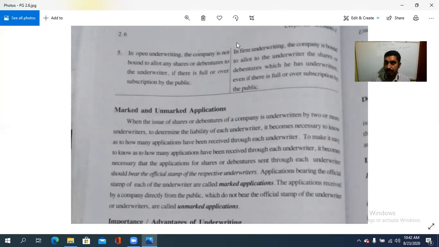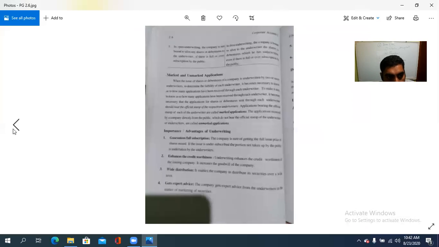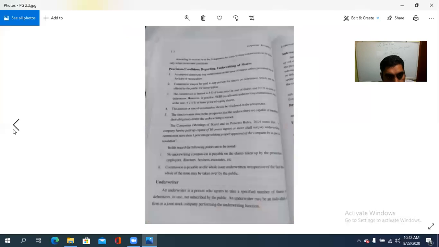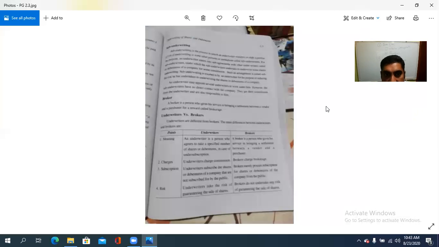Just a brush up of today's classes. One is the minimum subscription amount. What is an underwriting agreement? Who is an underwriter? What is underwriting? Then the guidelines to do so. Then sub-underwriting. Who is a broker? And what are the differences between broker and underwriter?